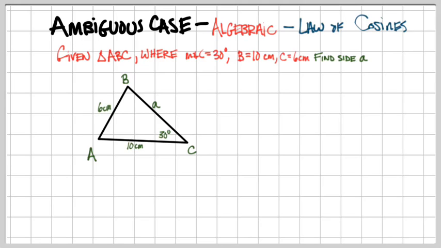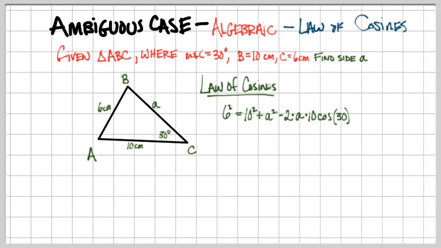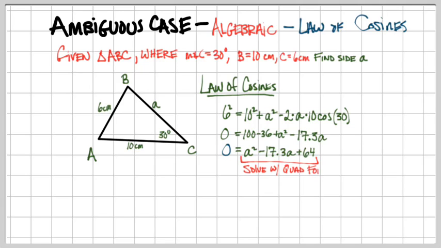Now, why this is going to be trickier is I'm going to have to also use the quadratic formula. But if I use the law of cosines and I set it up, so 6 squared is 10 squared, minus 2 times a times 10 cosine of 30, and then cosine of 30 is going to give me a value that I can plug through my calculator. I bring some stuff around, so a squared minus 17.3a plus 64. That is a quadratic, which means we can solve it with the quadratic formula.